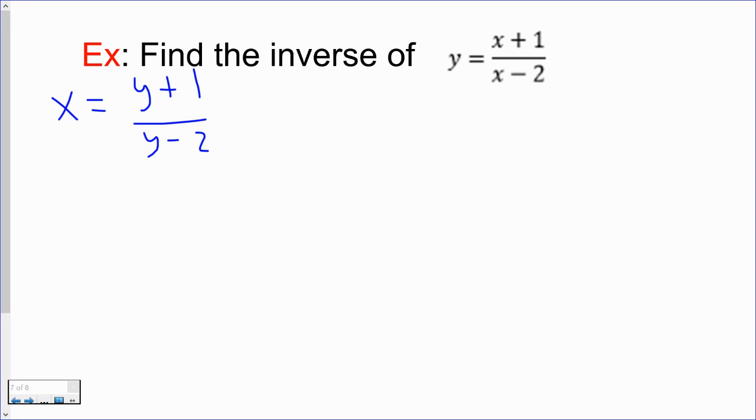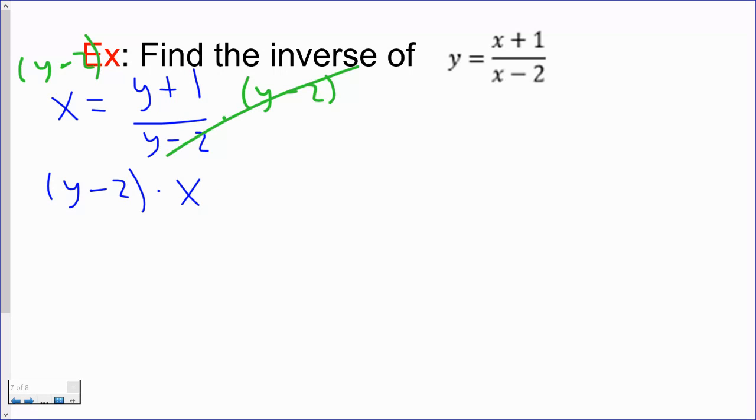Now, in order to get rid of this denominator again, the opposite of dividing by y minus 2 is to go ahead and multiply. That would cancel that. Over here, y minus 2. So then I have y minus 2 times x equals y plus 1.